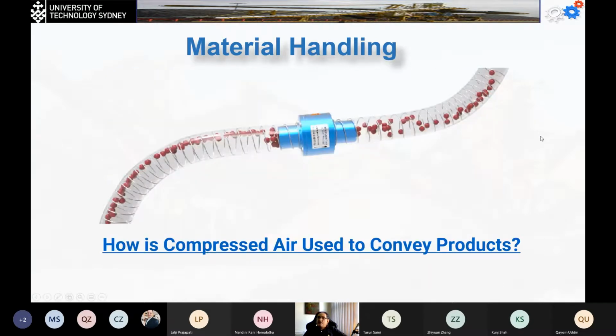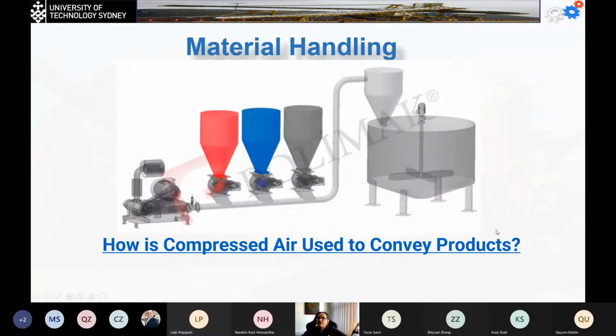So that's what will happen. The compressed air is going to pressurize the vessel, and the material will start to flow from one side to another. That's another example of the pneumatic conveying system.